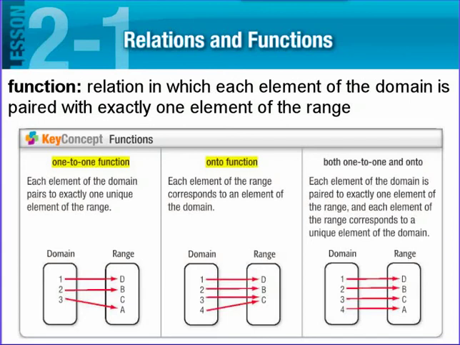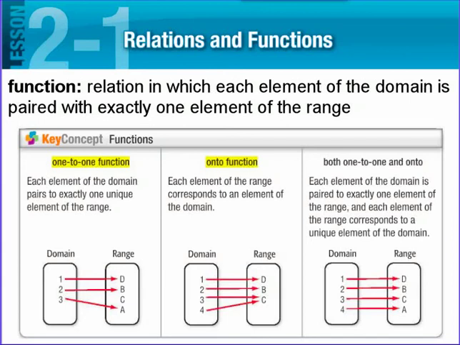What's the range? The Y values. And so if you look here, in order for it to be a function, it says each element of the domain is paired with exactly one element of the range. So now when we deal with functions, we have three categories that these functions can fall into. They can either be one-to-one, they can be onto, or they can be both one-to-one and onto.